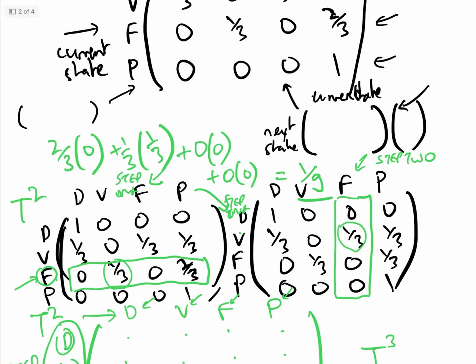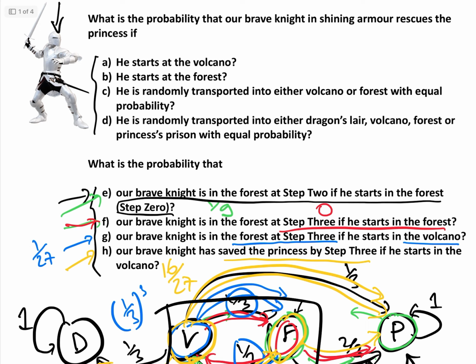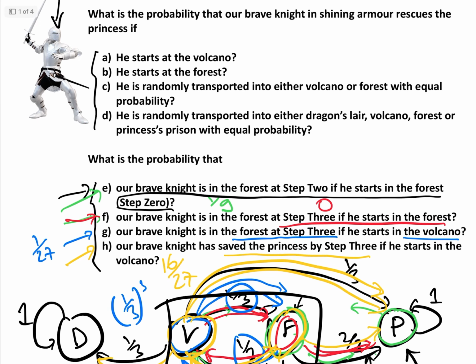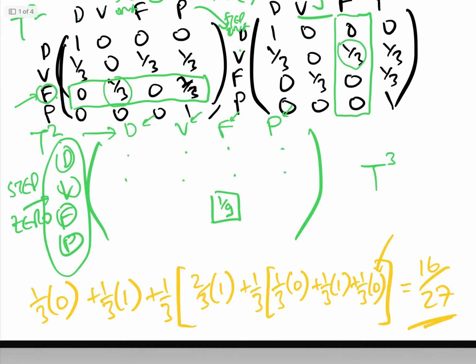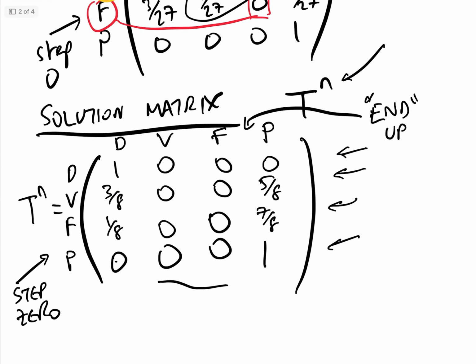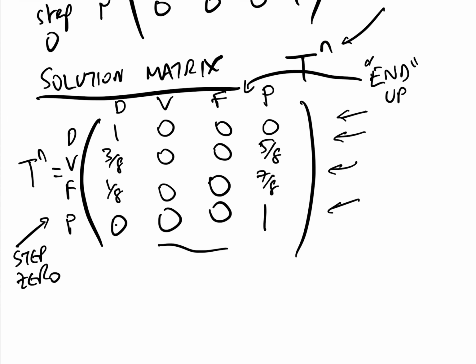What were the first 4 questions? Hang on a sec. The first 4 questions were, what's the probability he rescues the princess if he starts at the volcano and if he starts at the forest? Well, if he starts at the volcano, the probability that he rescues the princess is 5/8. And the probability that he rescues the princess if he starts in the forest is 7/8, and that is confirmed by what we did in the first video, doing it by recurrence relations.